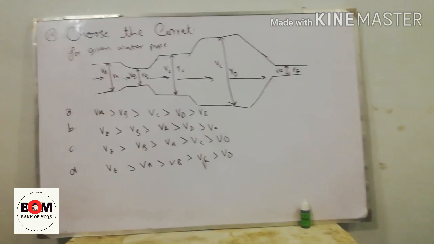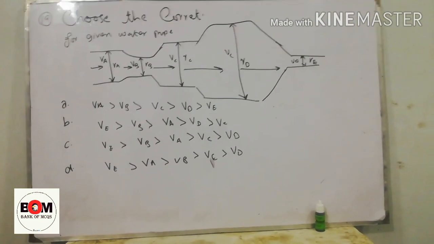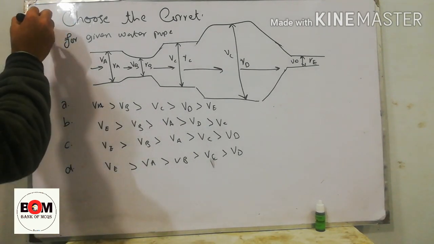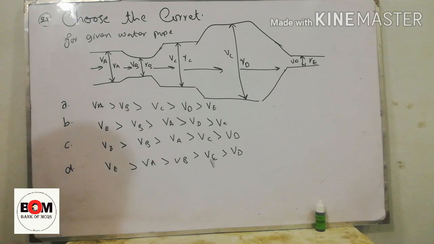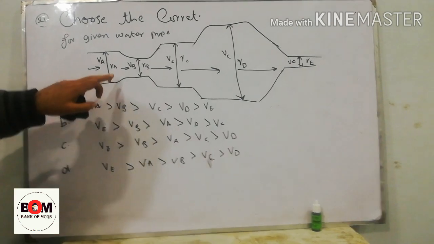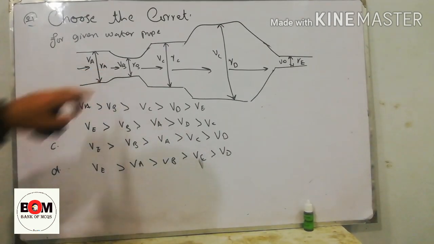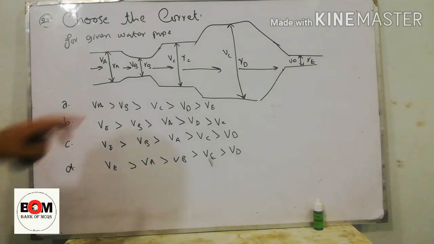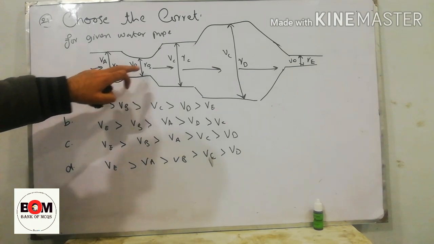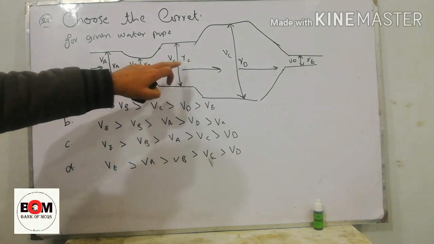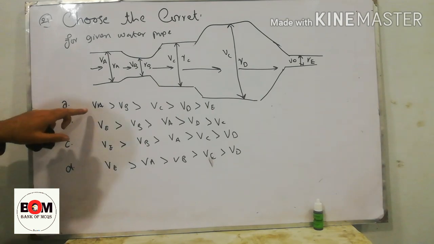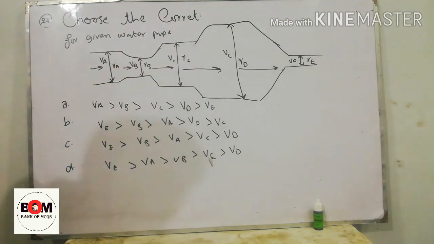MCQ number 20. MCQ number 21. Choose the correct option for the given water pipe. This is the given water pipe where RA is the radius at point A and VA is the velocity at point A. RB and VB are the radius and velocity at point B. RC and VC are the radius and velocity at point C, and so on. And they have asked for the relation between the velocity at points A, B, C, D and E.